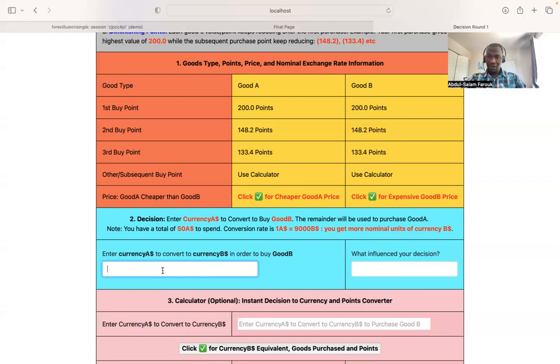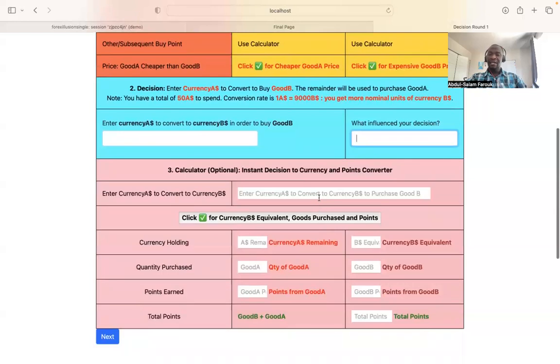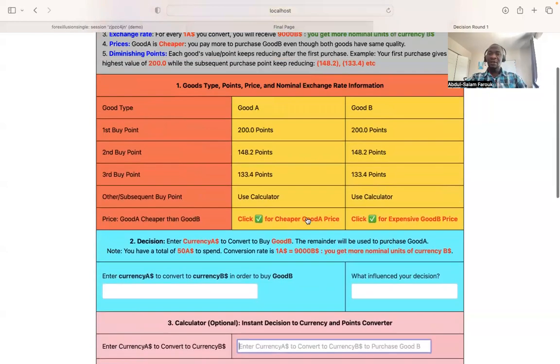As soon as you put in the currency value here, you can equally tell us what informed your decision, and that will be it. There's going to be a calculator here that can help you make your decisions. You can put in any number at all. When you put in the number, you can click to see, if I convert this much, how many points am I going to get? That will help you in your decision-making process. So this is all about it.